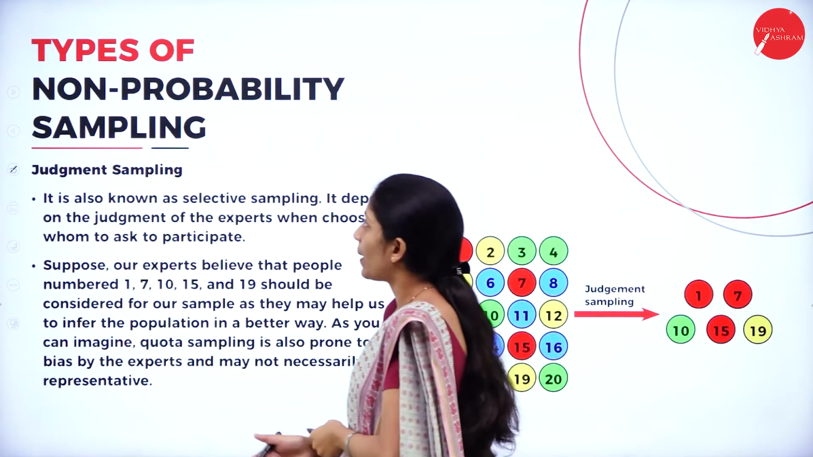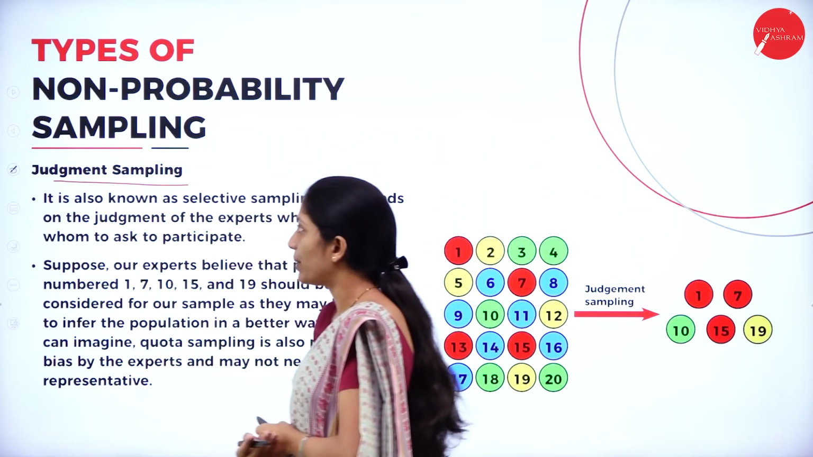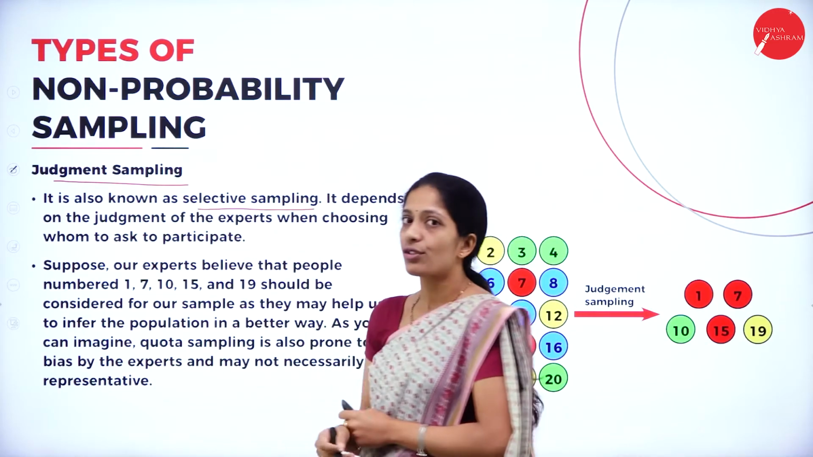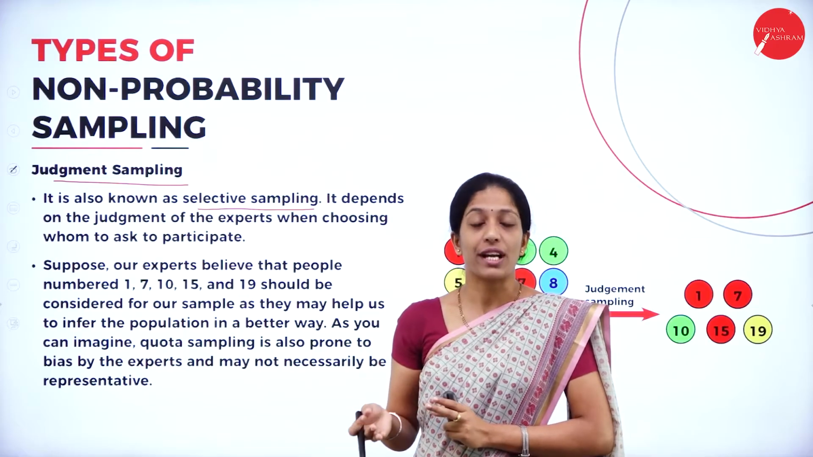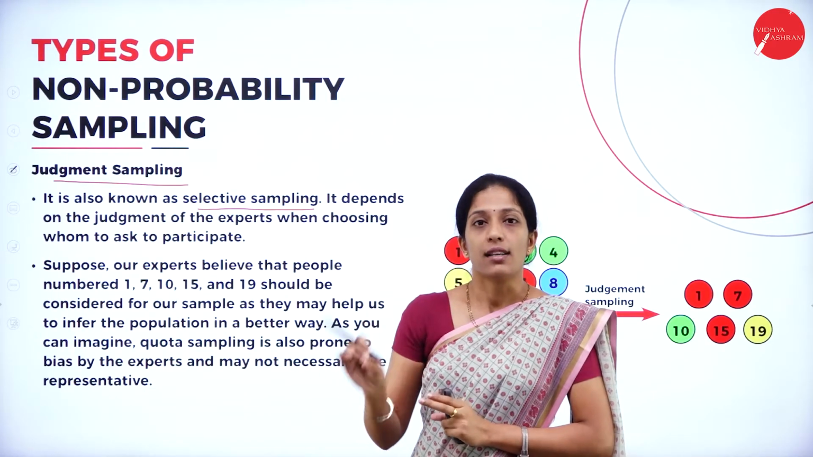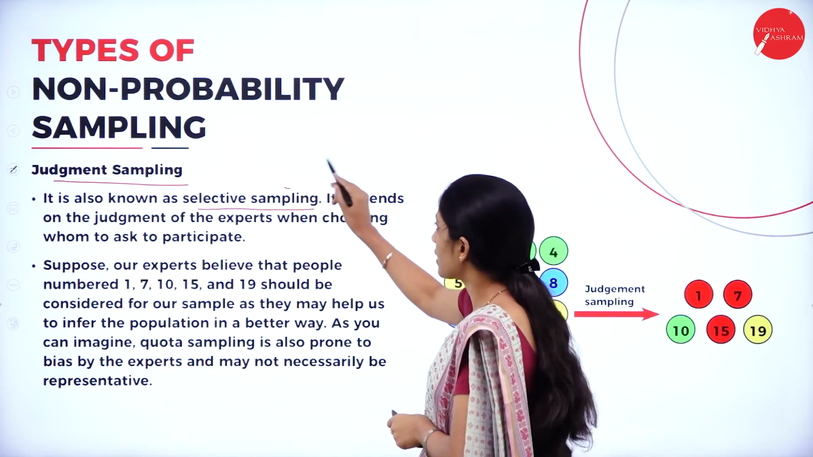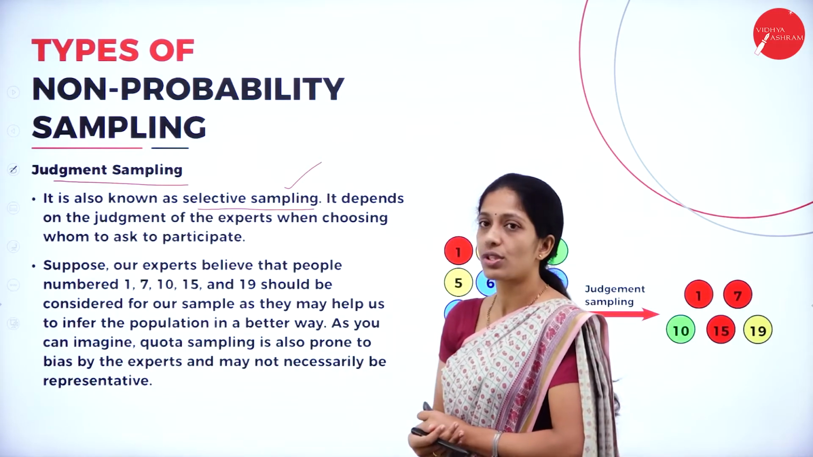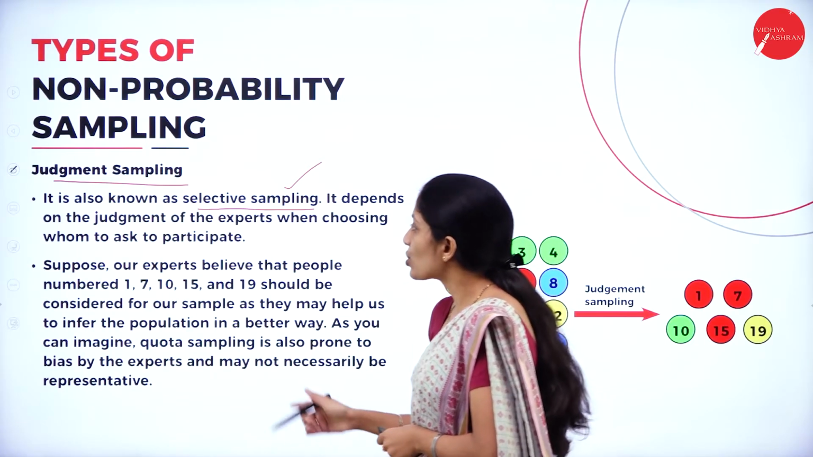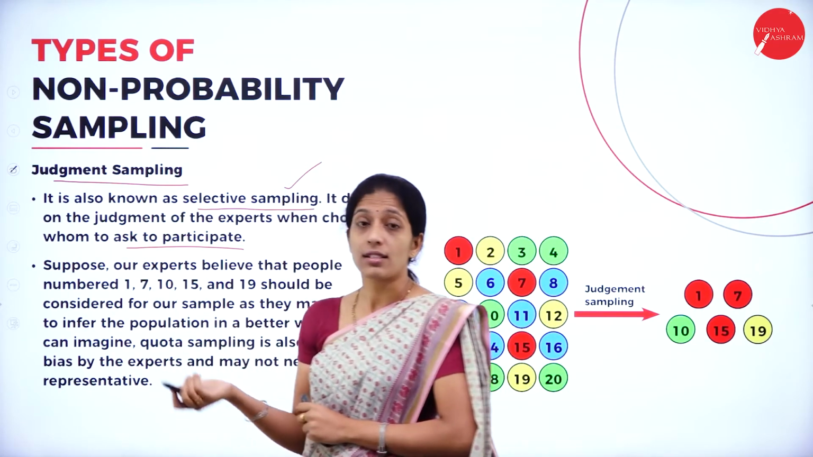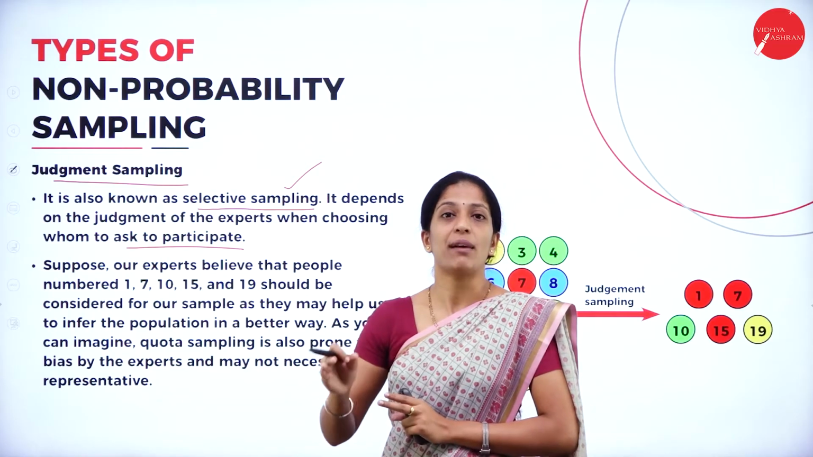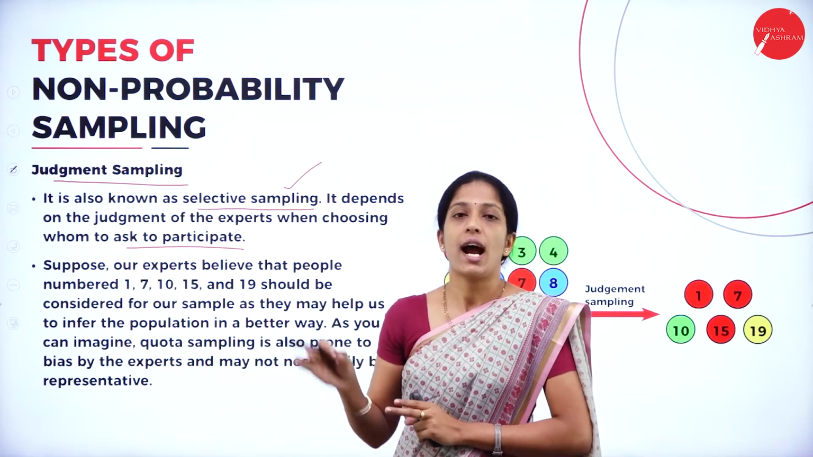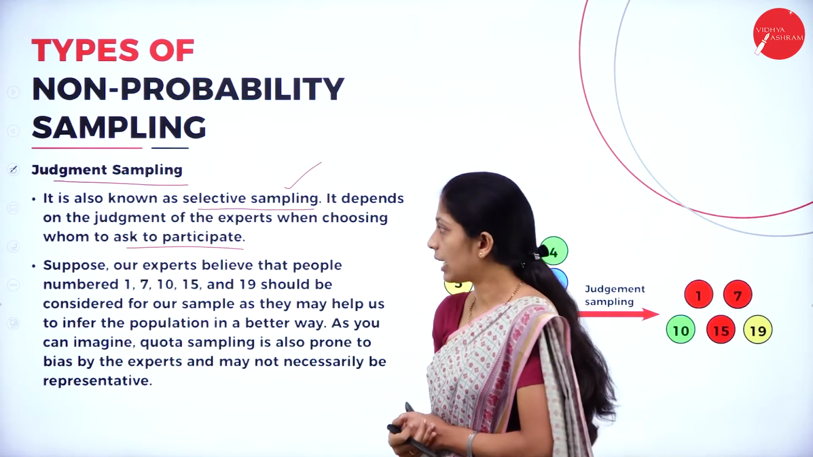Now, coming to the next one, that is judgment sampling. It is also known as selective sampling. Here the researcher is going to judge or select a particular sample. It depends upon the judgment of the experts when choosing whom to ask the question, or who will participate. From them the researcher or the expert is going to judge, and from them the information will be collected.